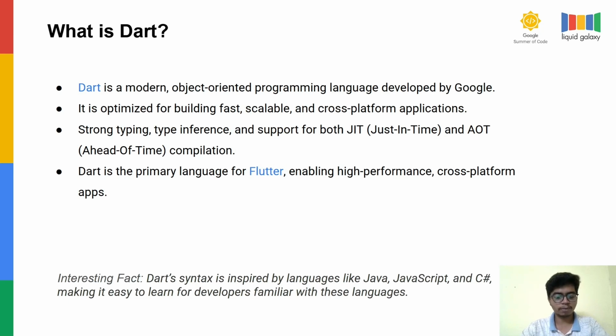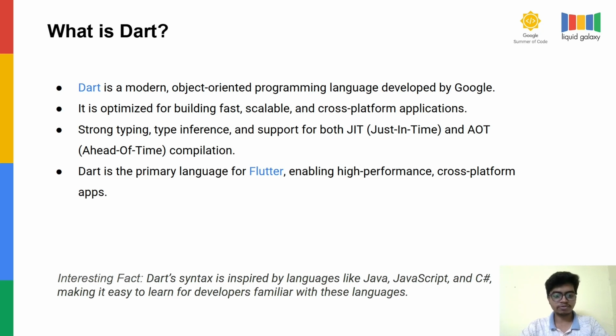Dart is a modern programming language developed by Google. It is optimized for building fast and scalable applications. One of Dart's key strengths is its strong typing and type inference, which helps developers write reliable and maintainable code. It also offers the best of both worlds when it comes to compilation. Just-in-time compilation for a fast development experience with hot reload, and ahead-of-time compilation for optimized performance in production.